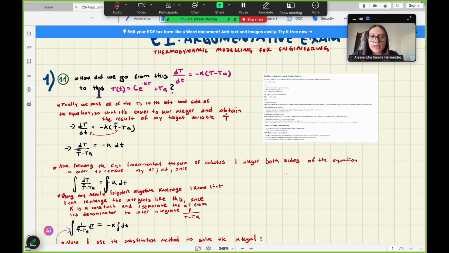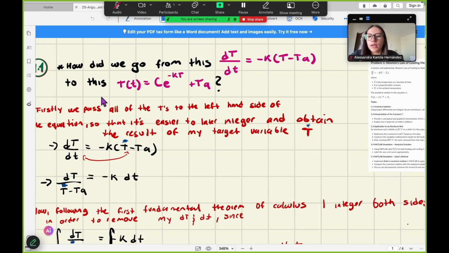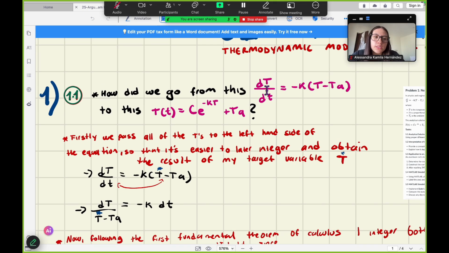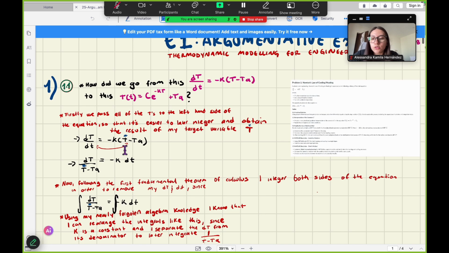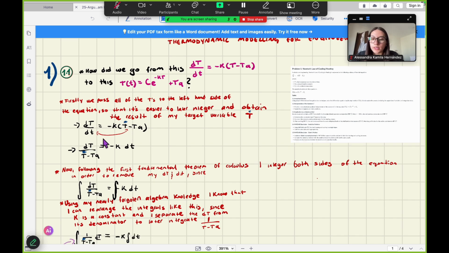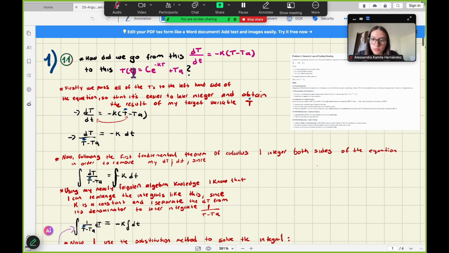I'm Alessandra, and this is my argumentative exam. So, how did we go from this ordinary differential equation to this mathematical model? Firstly, I passed all of the t's to the left-hand side of the equation so that it's easier to later integrate and obtain the results of my target variable, that is t, because of this t over here.